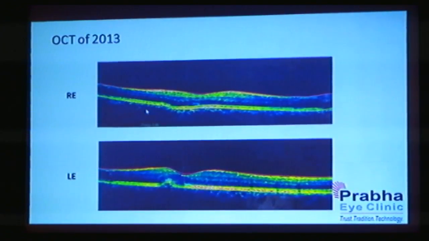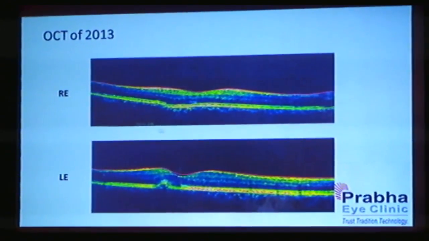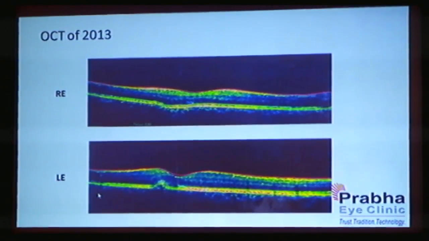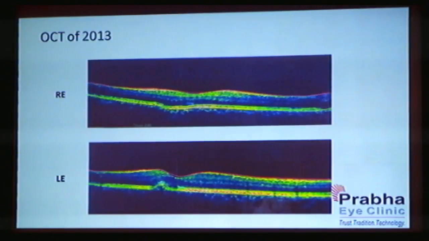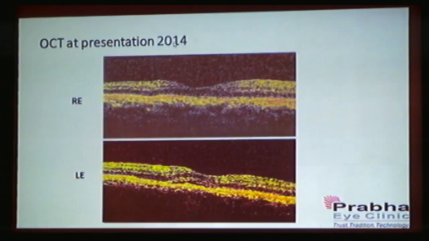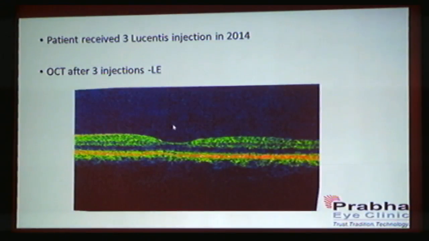In the right eye, she had some focal choroidal excavations. In the left eye, it was suspected to be an occult CNVM. So she received 3 Lucentis injections in 2013. This was the post-Lucentis image in 2013. And she came to us in 2014 with SRF in the left eye. So we continued giving 3 Lucentis in 2014, and this was the OCT in the left eye after 3 injections.